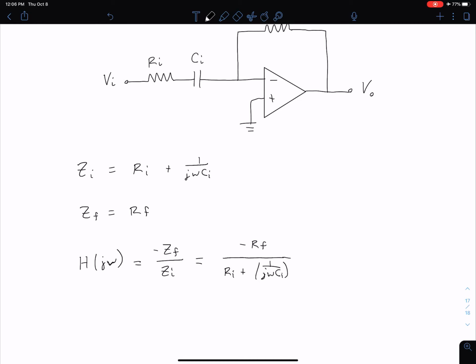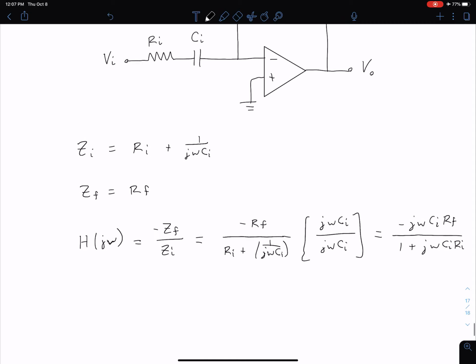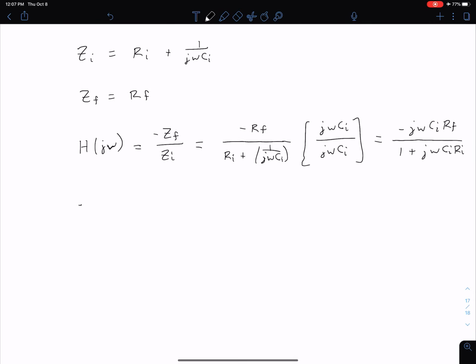So let's clean this up a little bit so it's easier to see, and we can do that by multiplying the numerator and denominator by j omega Ci. What that's going to do is get the j omega Ci out of the denominator down in the bottom there. If we do that, we see that this is equal to negative j omega Ci times Rf divided by 1 plus j omega Ci times Ri. And so again, we can make a few observations here.